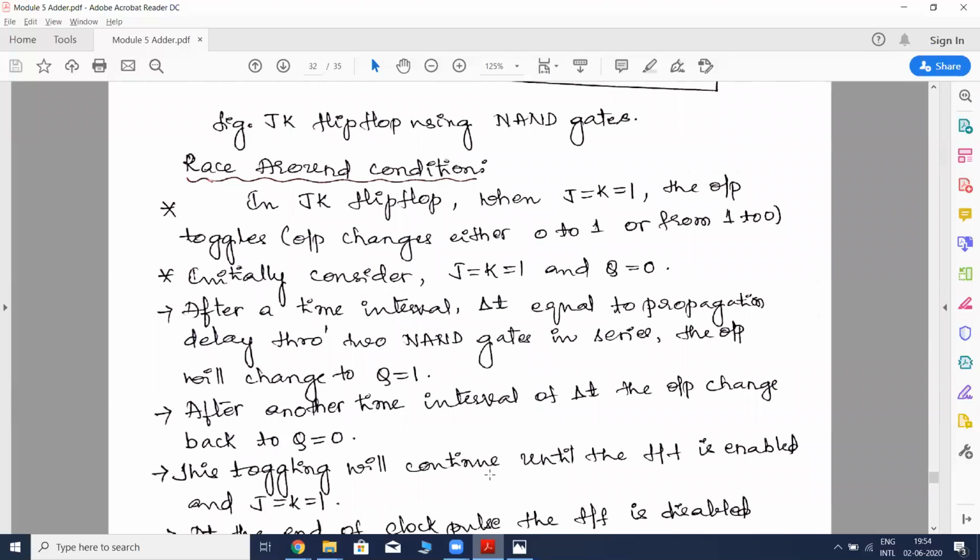Then after one more delay, again it will change to Q equal to 0. So after again a certain delay, the delay is what? It is again the time interval delta t. This toggling will continue until it is enabled. That means until you give clock signal, until it is triggered, this toggling will continue as long as J and K both are equal to 1.